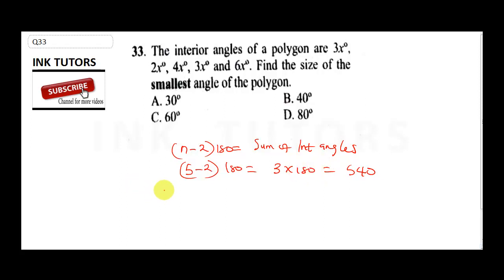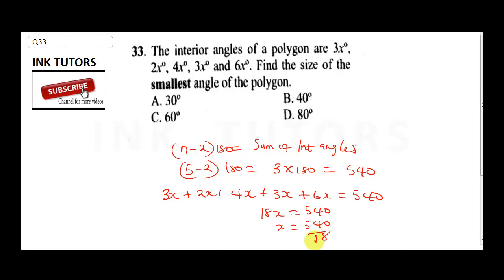To get our x, we sum up all the angles. So 3x plus 2x plus 4x plus 3x plus 6x is equal to 540. Summing it up, 3 plus 2 is 5, 5 plus 4 is 9, 9 plus 3 is 12, 12 plus 6 is 18. So 18x is equal to 540. Therefore, x will be 540 divided by 18.